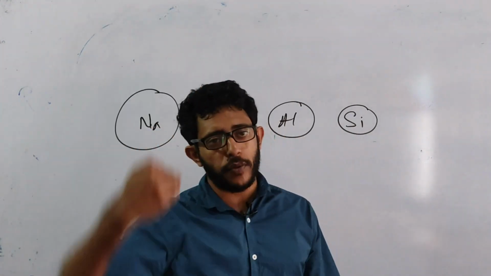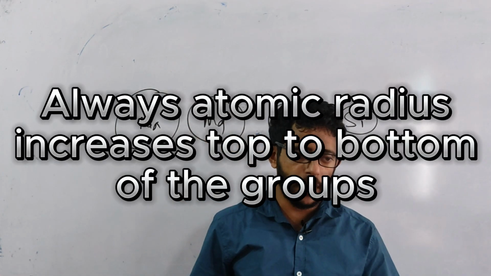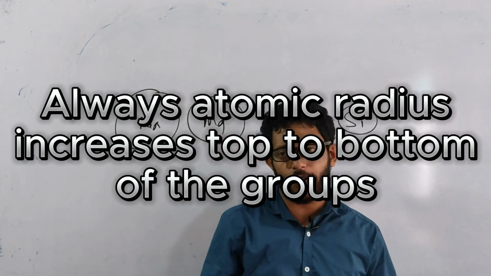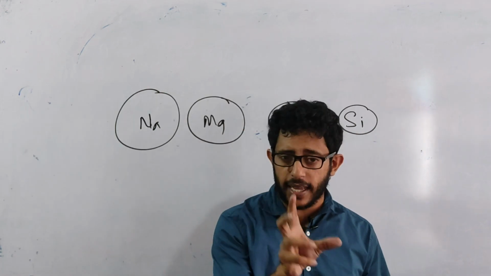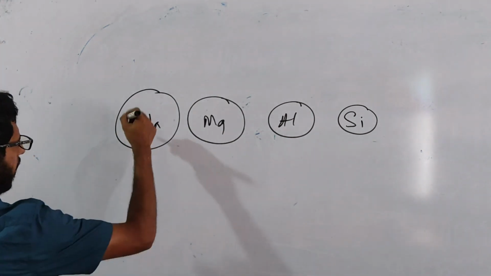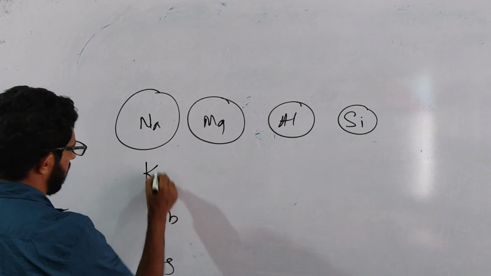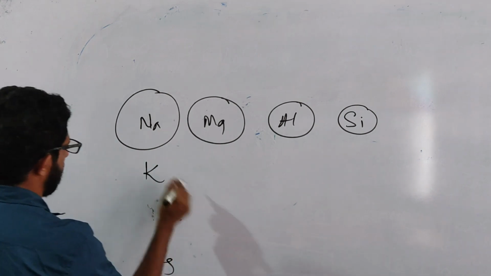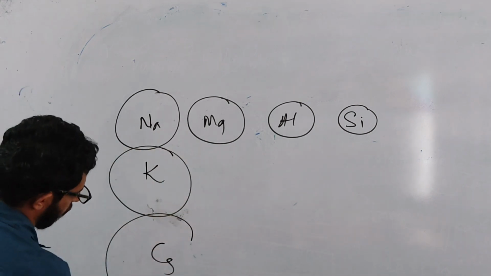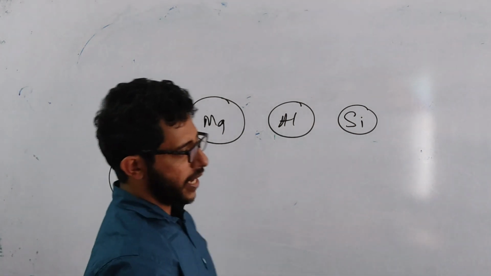What happens from top to bottom of a group? Always, going down the group, atomic radius increases. Top to bottom of a group, atomic radius increases, right? Then potassium, rubidium, cesium, like that. Potassium would be even bigger, cesium would be even bigger, like that. Down the group, atomic radius increases.